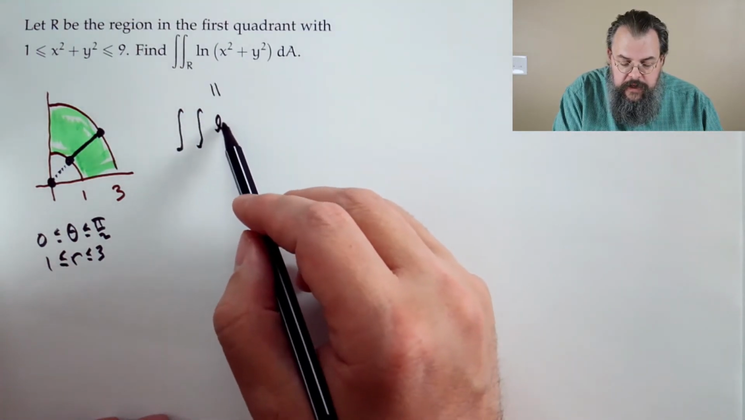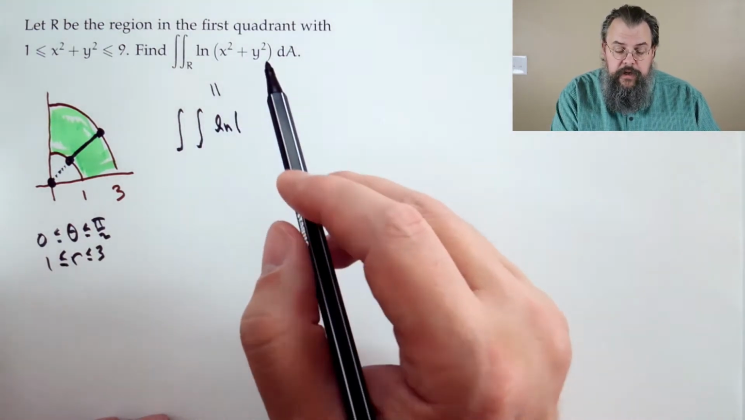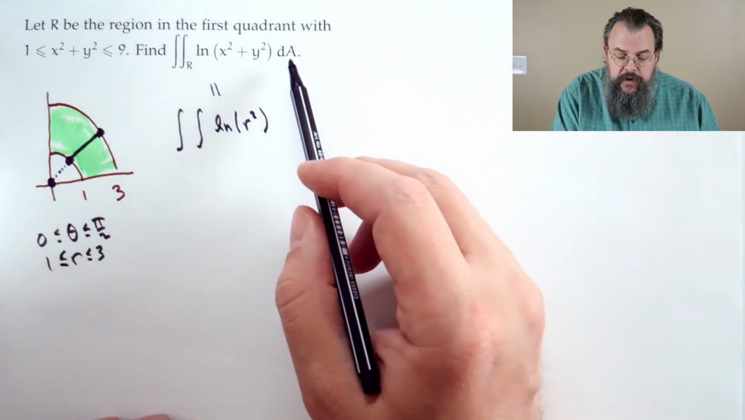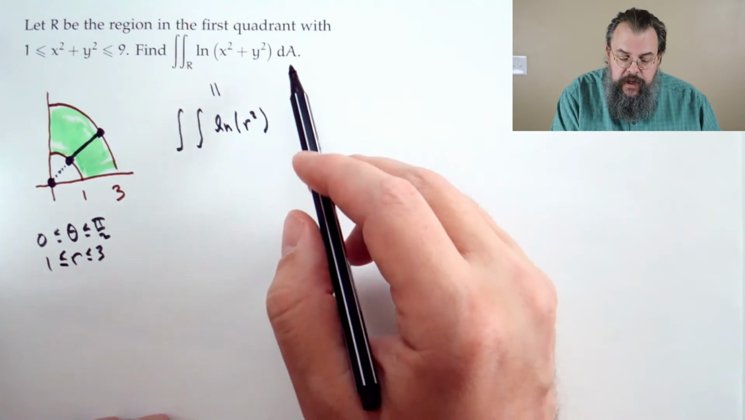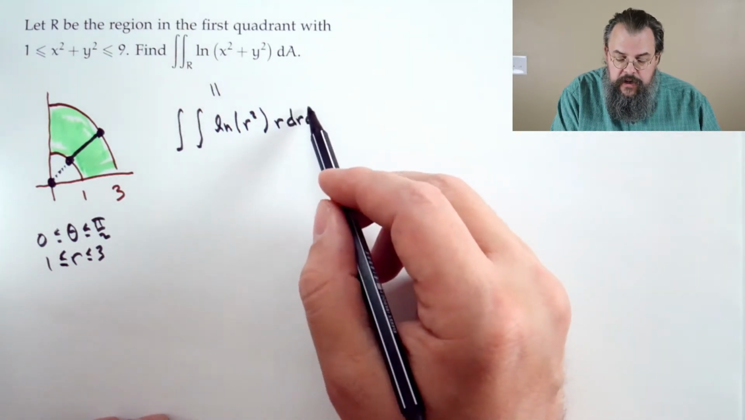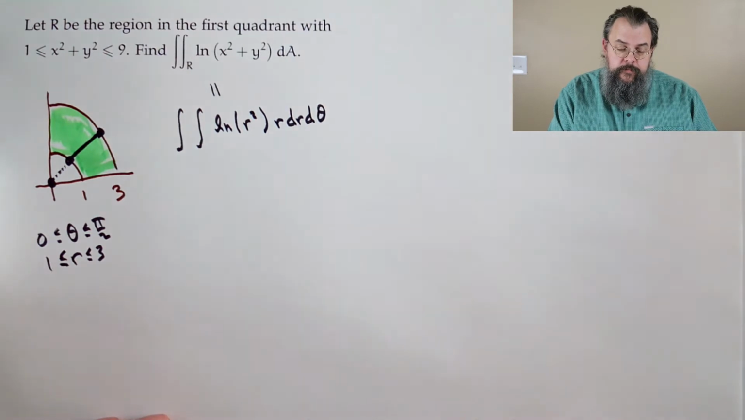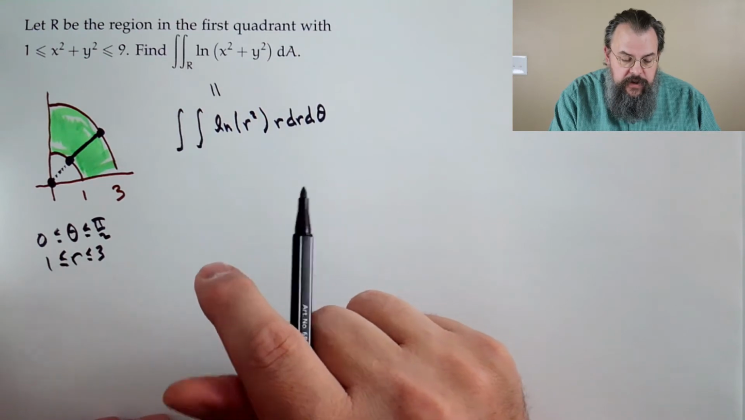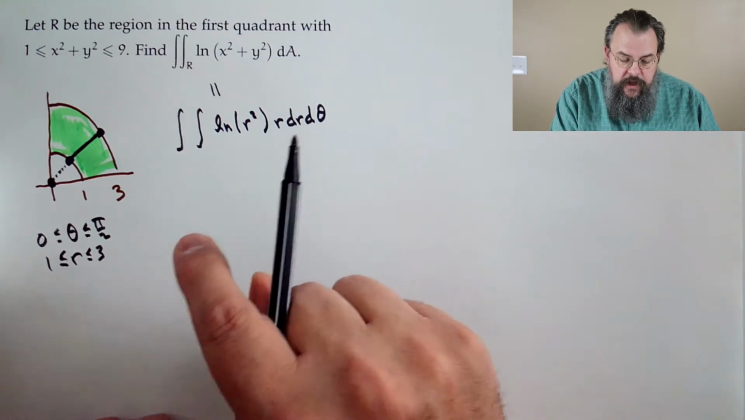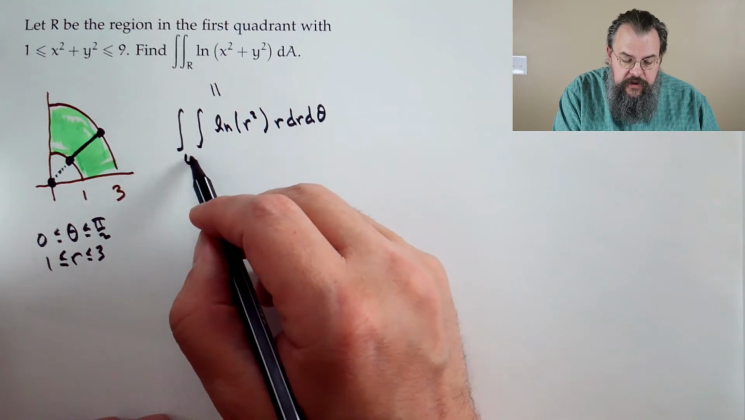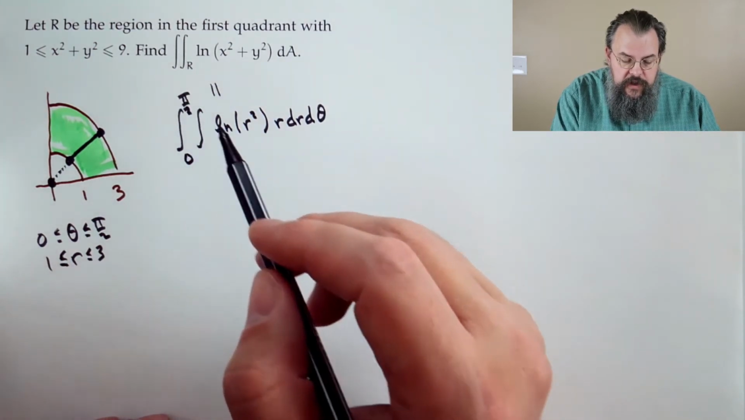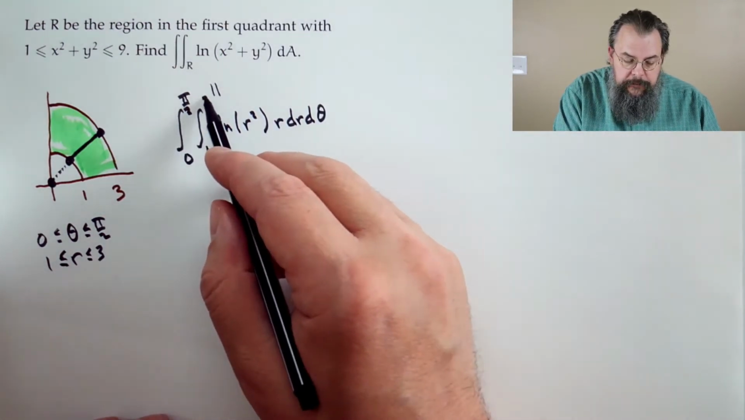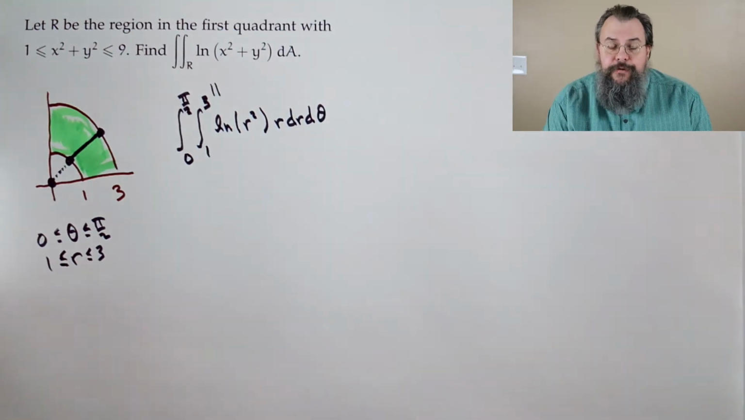We have log of x squared plus y squared becomes r squared. And then, how about the dA? Well, that's r dr d theta. All right, that's no problem there. And let's see, what else do we have? Well, okay, our bounds. Where does theta go? 0 up to pi over 2. And how about r? Where does r go? 1 up to 3. All right, so there we go.